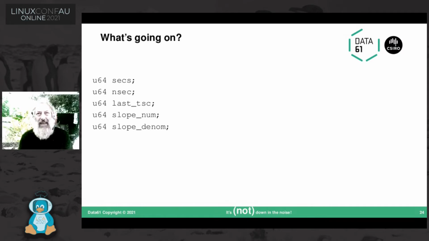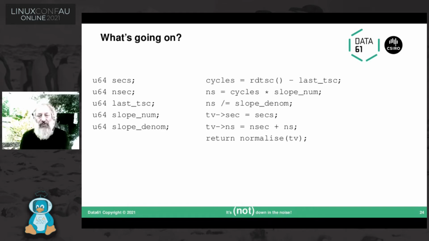Anyway, you've got these things, and then what clock get time does is look at these, which are mapped into a page that's common to the process, into the VDSO. It reads its own cycle count, subtracts the last timestamp counter, converts that to nanoseconds by multiplying by the slope and dividing by the denominator of the slope, works out what the time value is by setting up seconds and nanoseconds. Because nanoseconds might have overflowed now, it'll call normalize and return it.